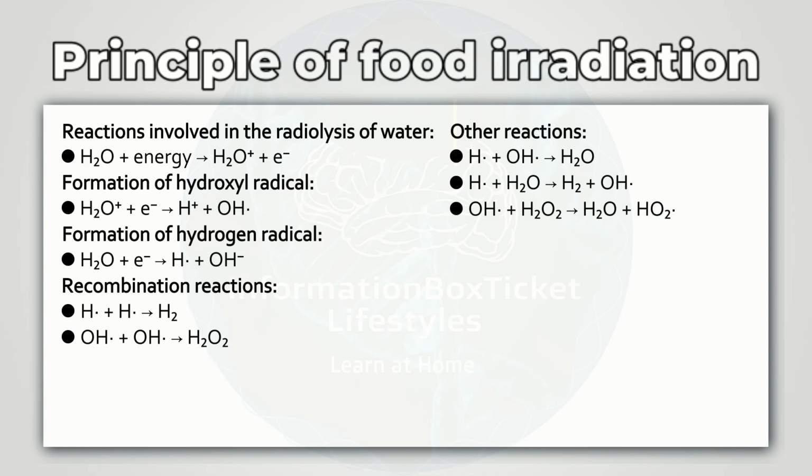A hydroxyl radical reacts with hydrogen peroxide to produce water and a hydroperoxyl radical. A hydrogen radical reacts with oxygen to form a hydroperoxyl radical. Finally, two hydroperoxyl radicals combine to produce hydrogen peroxide and oxygen.